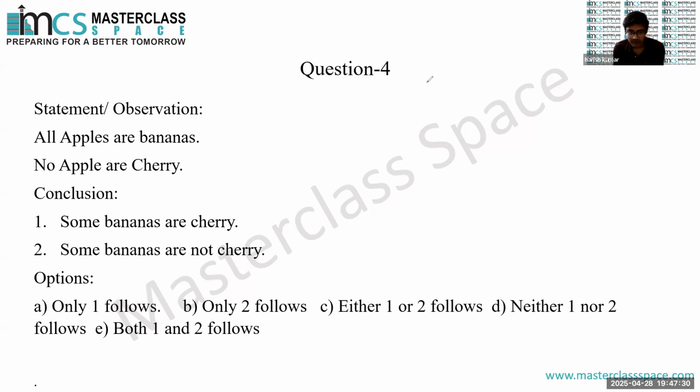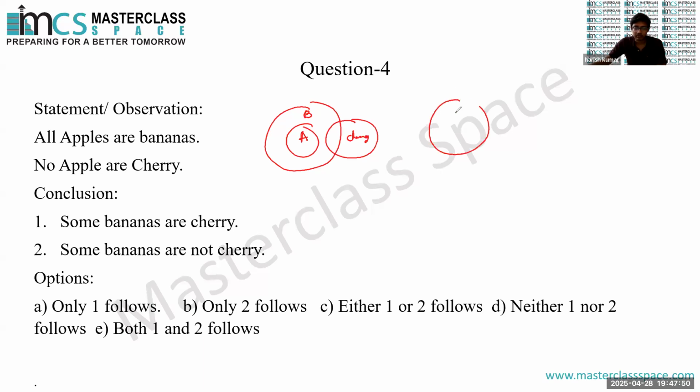All right, now carefully observe. So all apples are bananas, and no apple is cherry. So we said that there are two cases. One is this cherry case, and the other is apple, banana, cherry. But here we missed one case.